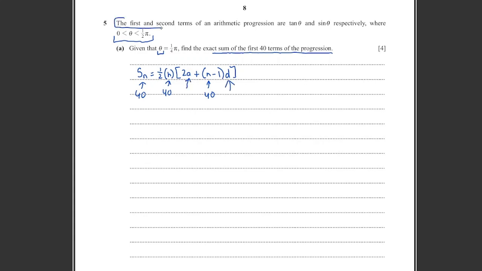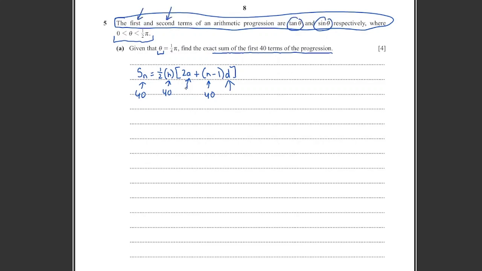But if you go over here to the first line, they tell you that the first term and the second term are tan theta and sine theta respectively. So we can find this a, and we can find that d. Finding d, the common difference: we take the second term, which is sine theta, and subtract from it the first term, which is tan theta. We know what theta is because they give us the value for it. So we put in sine pi by 4 minus tan pi by 4. When you solve this out, you get negative 2 plus under root 2 over 2 as your answer. So that is the common difference.